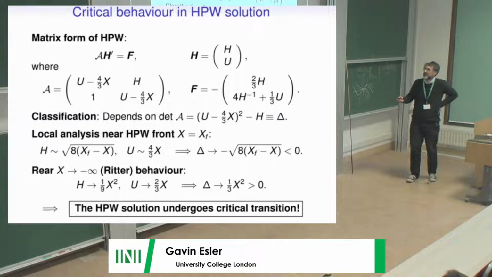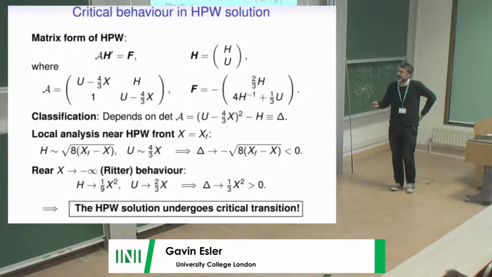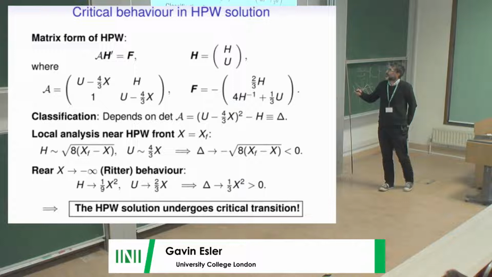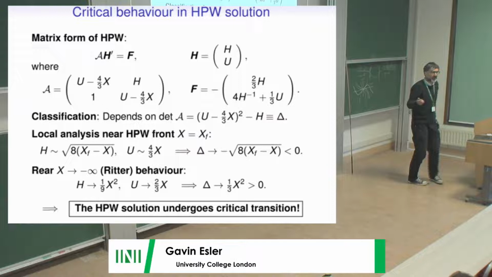When you do that, you have a matrix A multiplying the vector of prognostic variables. The classification of the solutions is going to depend on the determinant of this matrix. In particular, if there's a critical point where this delta, the determinant, equals 0, then the two equations are going to become linearly dependent. And that's going to require some patching up of the solution between a point to one side of the critical point and the other.